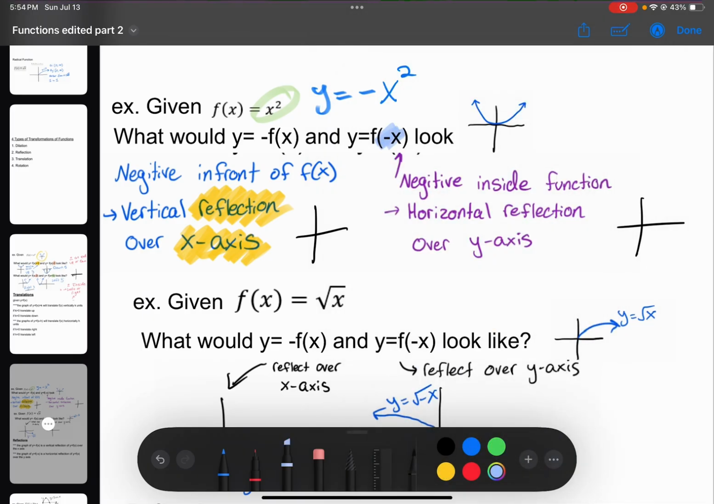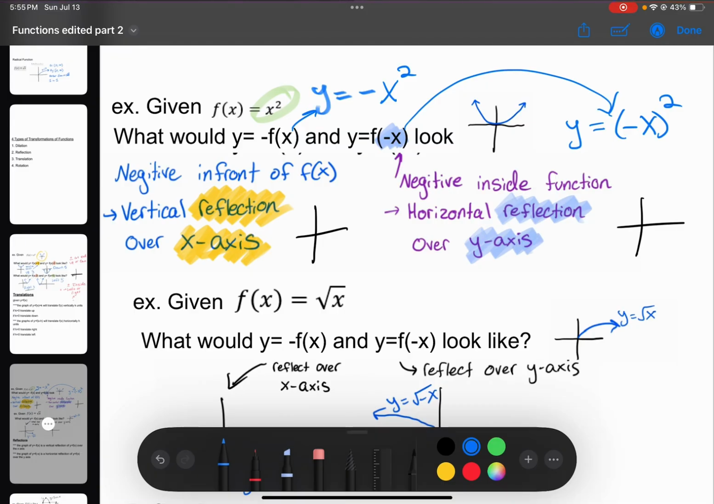Okay, so now they're asking if we had a negative inside our function. So that would be like if we had y equals, our parent function's x squared. I don't know why I wrote a square root. X squared. So that would be if we had negative x squared. Okay, so here's this one, here's this one. So the negative is inside the function now. So the negative's being squared. This would be a reflection over the y-axis. So the difference here is the reflection is over the y when it's inside and it's over the x when it's outside.